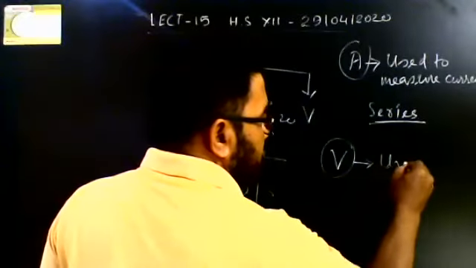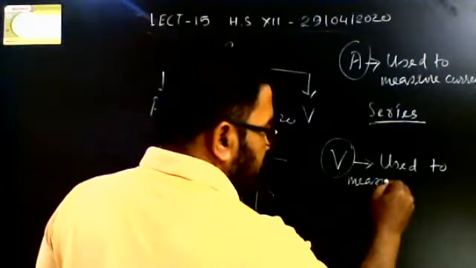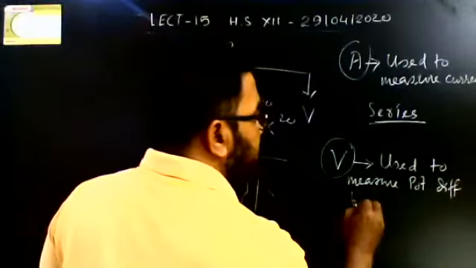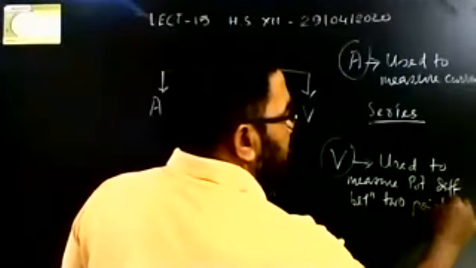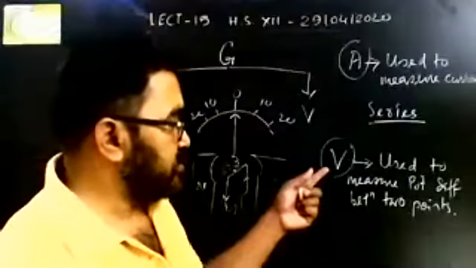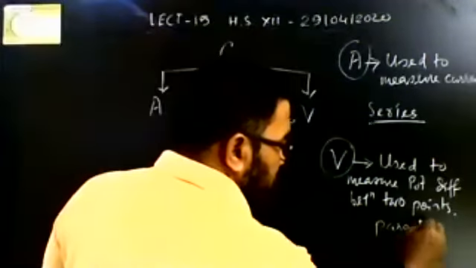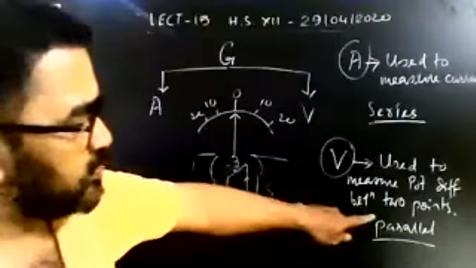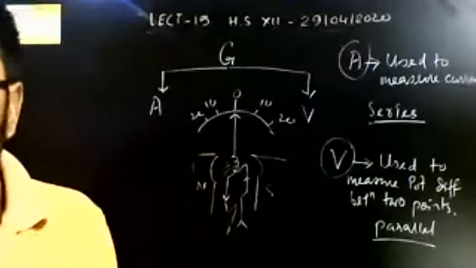And a voltmeter is used to measure potential difference between 2 points, right? Potential difference between 2 points in a circuit. So it is connected in parallel. So the most important point is that a voltmeter is always connected in parallel and an ammeter is always connected in series, right?